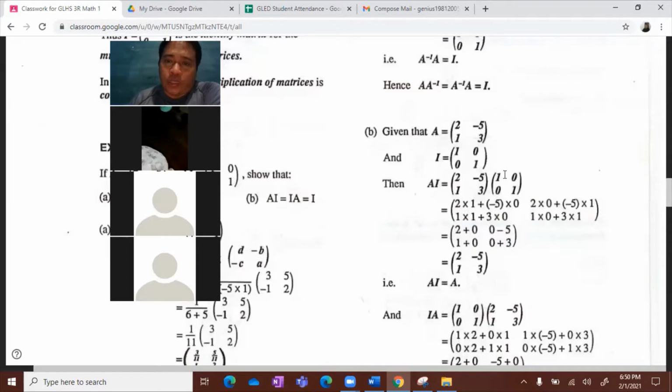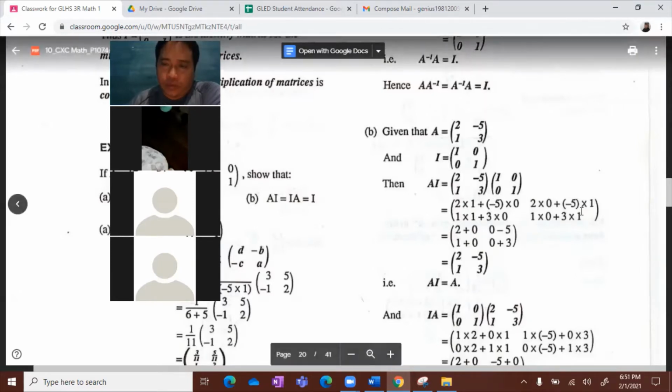So 2 times 1 plus negative 5 times 0. 2 times 0 plus negative 5 times 1. 1 plus 3 times 0. 1 times 0 plus 3 times 0. We know anything with 0 will end up being 0.